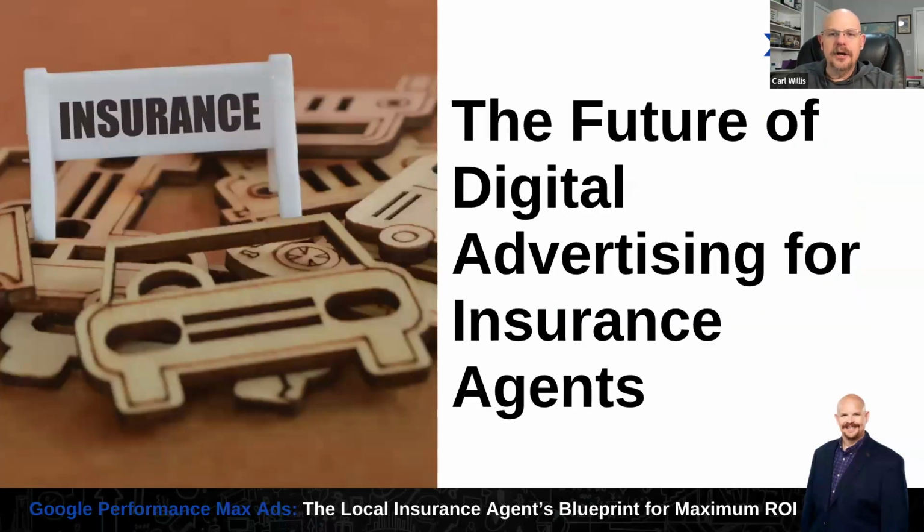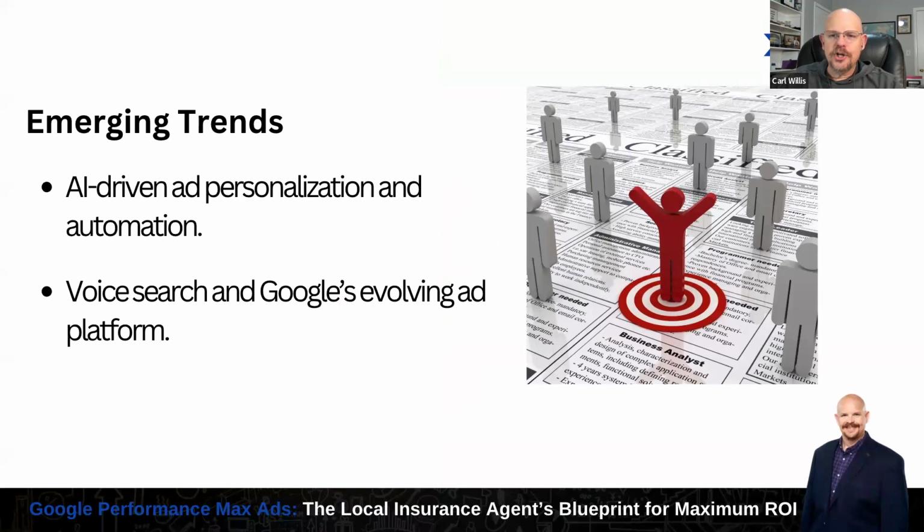Now, let's talk a little bit about some of the emerging trends that we're seeing in digital marketing. What does the future of digital advertising for insurance agents look like? And Performance Max is a great indicator. The real emerging trends are these: AI driven ad personalization, because Google is going to get even better at showing the right ad to the right person at the right time, to where not everybody's going to see the same ad. It's going to be custom tailored to you based on your behavior and your online activities, your search queries, time on page, what you've been watching on YouTube, what's showing up in your Gmail box, all of those things.